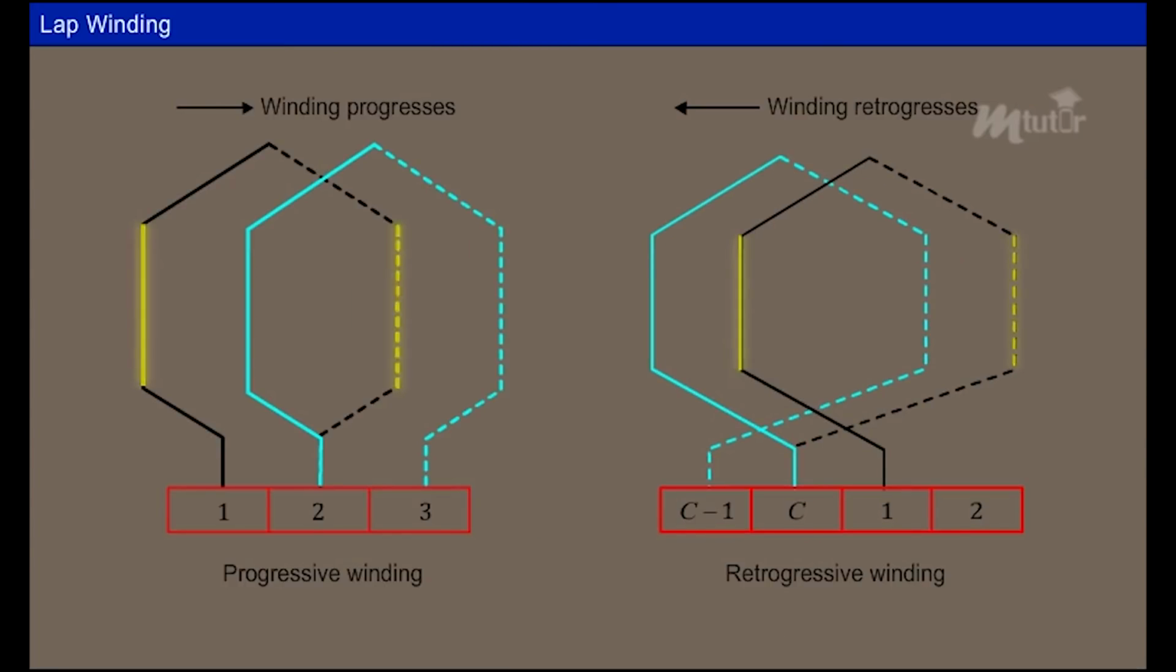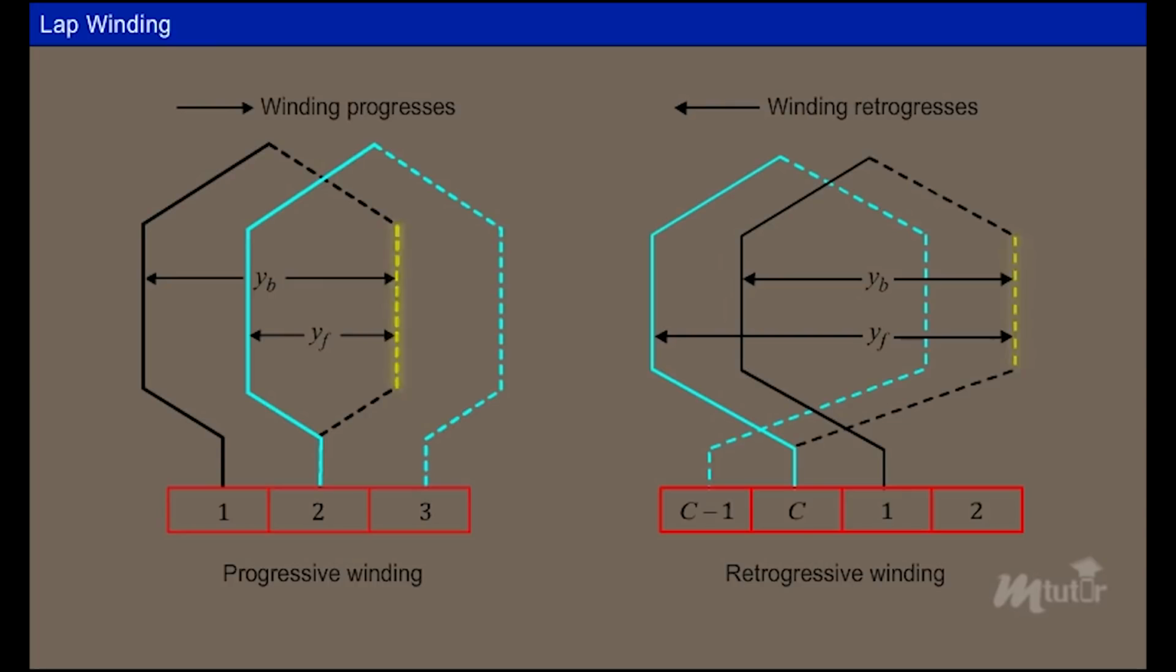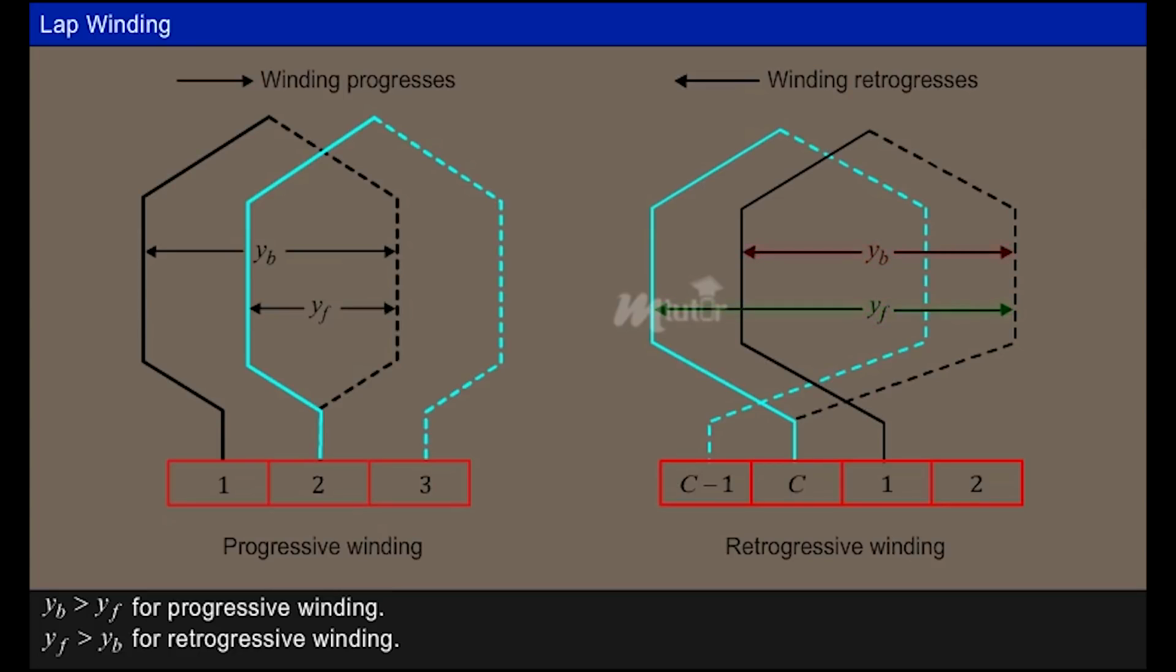Here, the displacement between the sides of a coil, measured in terms of armature conductors, is called the back pitch YB. Front pitch YF is the displacement between the completing side of one coil and the starting side of the successive coil, measured in terms of armature conductors. We can see that for the progressive style winding, the back pitch is greater than the front pitch, and the front pitch is greater than the back pitch for the retrogressive winding.